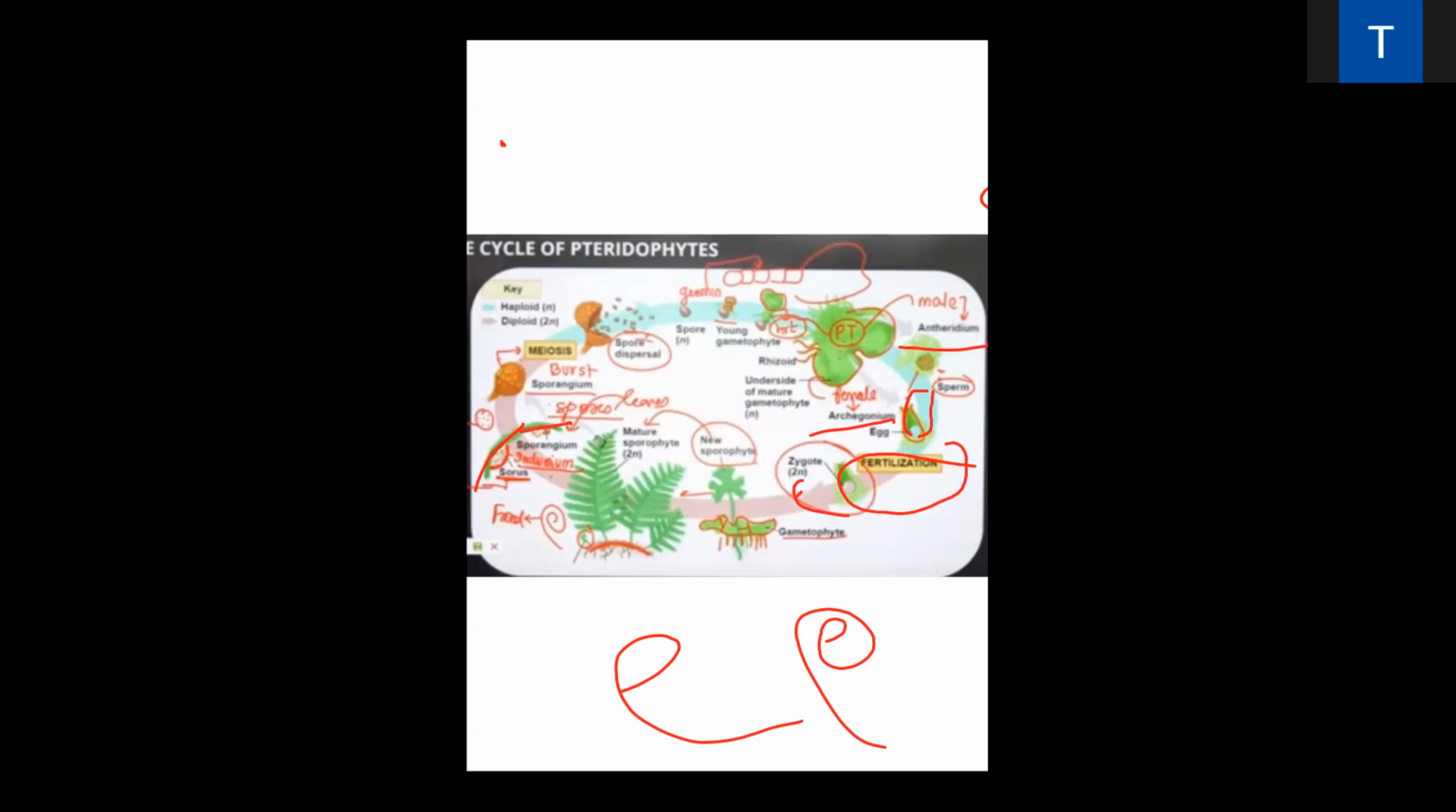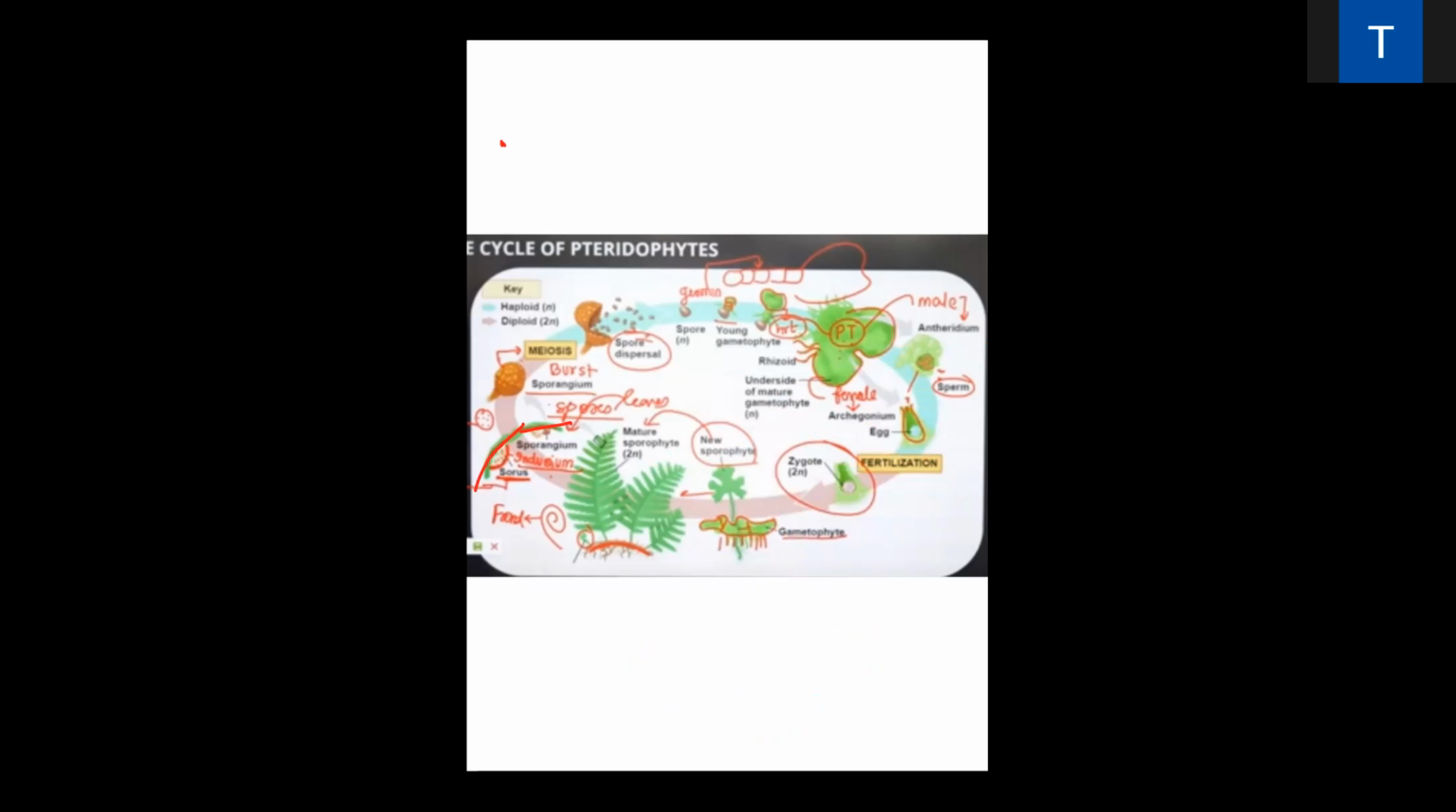Formation of the zygote occurs. The zygote is 2n. It is dependent on the gametophyte, which does photosynthesis, and rhizoids are present below the gametophyte. When the gametophyte dies, a new sporophyte and leaves originate. Again the life cycle continues. Everybody clear, beta ji? Clear? This is the life cycle of pteridophyte.